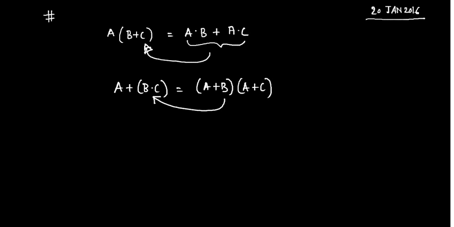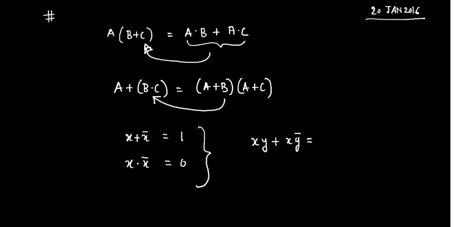What else have we used? There was one more property, x plus x bar equals x bar. We have used this property also. There was one more property which we used widely: xy plus xy bar, that is nothing but x. I don't know what property number it is. If an expression varies only with one variable, the other being constant, you can simply remove that variable. We can simply take x common, y plus y bar equals 1. So that's what is proved.